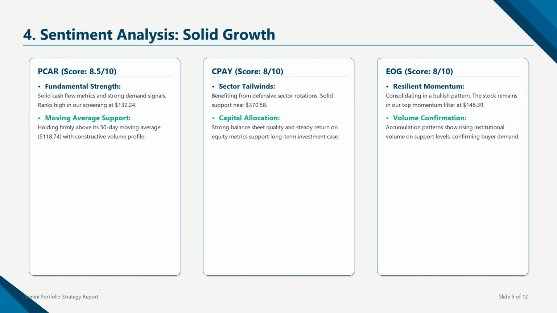Next, we look at our moderate sentiment stocks, which show solid fundamental support. PCAR recently hit new technical peaks, supported by pricing power and strong operating margins. The technical setup remains bullish, holding above its 50-day moving average of $118.74. CPAY has seen positive institutional buying, backed by a robust fundamental growth profile. Its operating cash flow margin ranks in the top decile of its peer group.